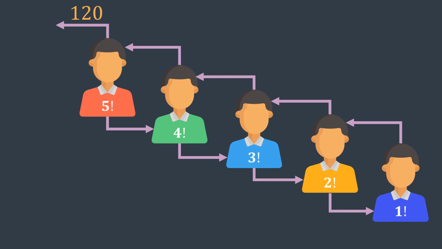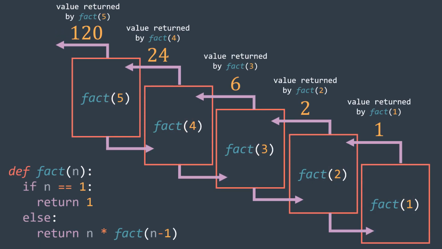In reality, each person is a function call in the story. You are fact5, you called fact4, fact4 called fact3, fact3 called fact2, fact2 called fact1, and because fact1 is the base case, it didn't call the fact function again. So it returned 1, then fact2 returned 2 times the value returned by fact1, then fact3 returned 3 times the value returned by fact2, then fact4 returned 4 times the value returned by fact3, and then fact5 returned 5 times the value returned by fact4.